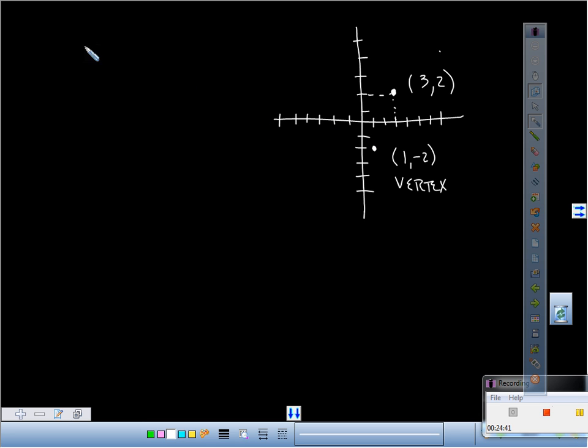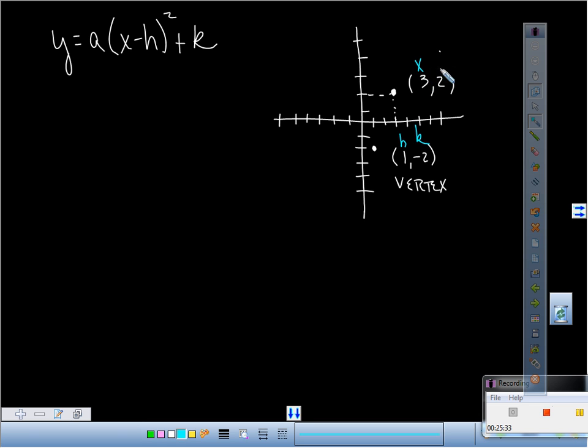Kind of like this one. Alright, so what formula am I going to use? y equals a times (x minus h) quantity squared plus k. Now I'm going to go back over here and label these. What's this called? h. What's this called? What's this?